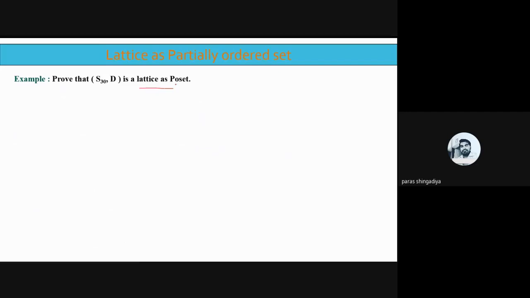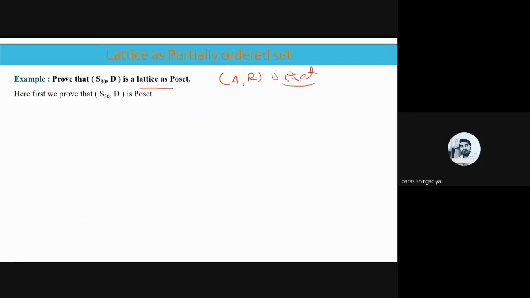ठीक है, आपको सिर्फ poset check नहीं करना है, you have to check the lattice as a poset. ठीक है, both are different. In a poset, we just prove reflexive, antisymmetric, and transitive, but for a lattice as a poset we have to add one more condition, GLB and LUB. So here, first we have to prove that (S30, D) is a poset. Why is it required? Because in the definition, we have AR is a poset. पहले आपको ये poset prove करना है, and then after you can say that it is a lattice as a poset.